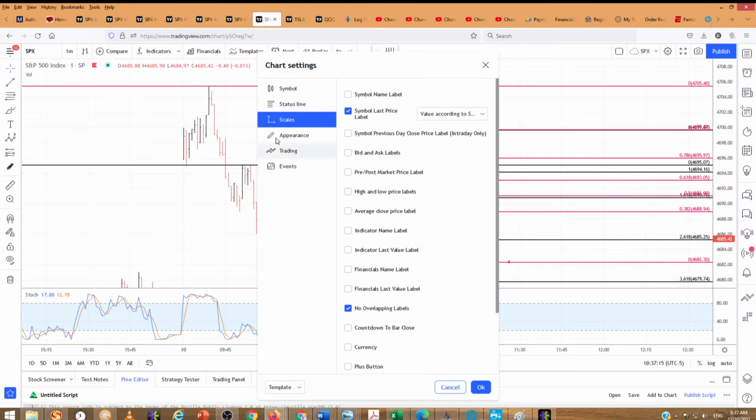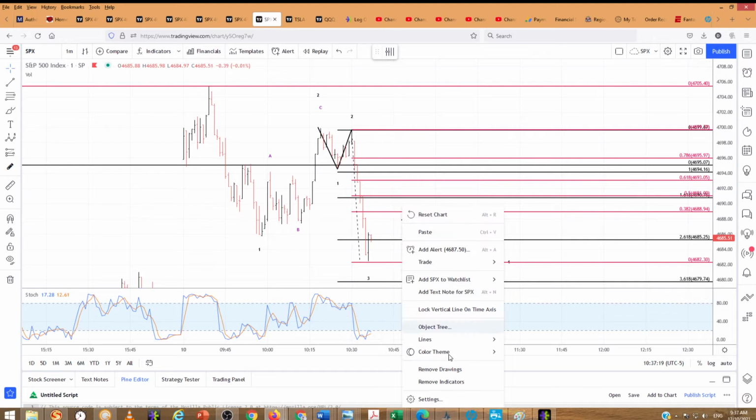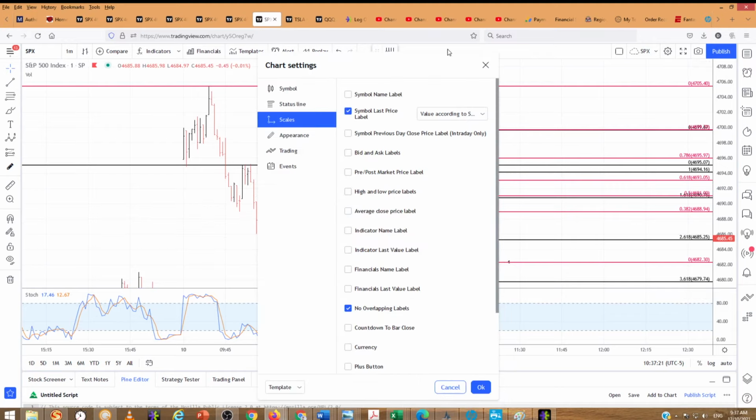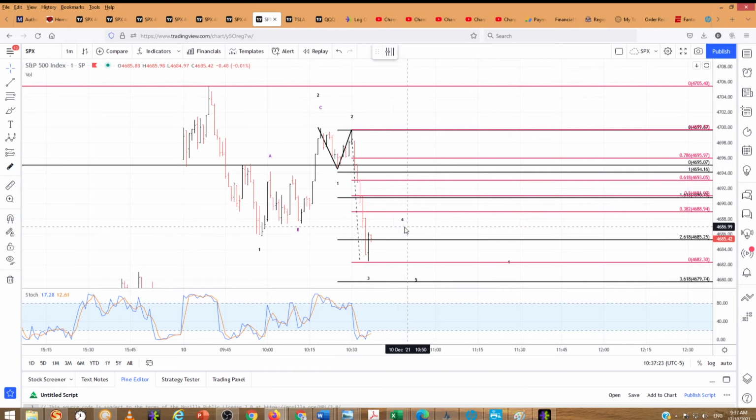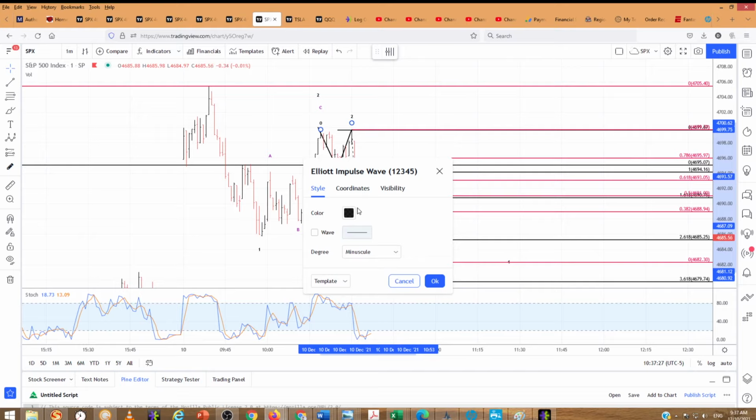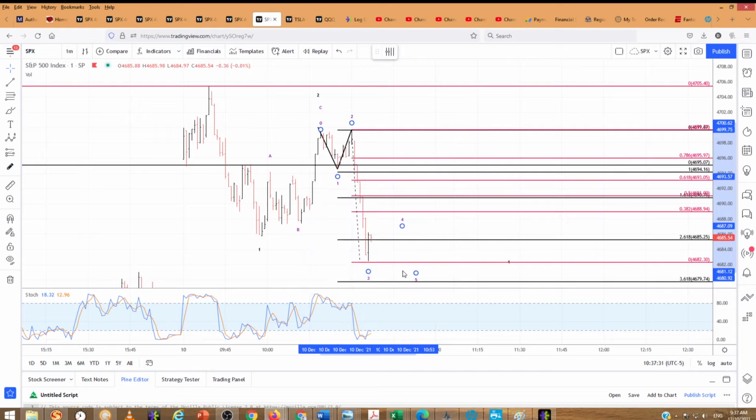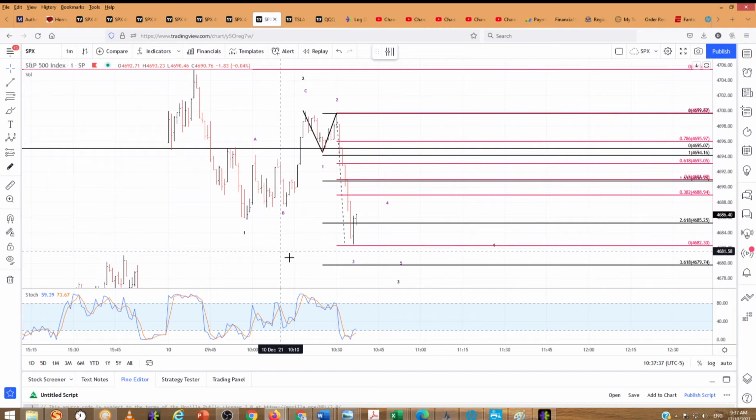Settings, let's go with, dang it, got the wrong thing. Get on this here. Settings, I'm not hitting that. 4 right there. Settings, there we go. Let's make it purple. Okay. Good. You'll see where this goes. I still think it has a good chance to get to the 3.618 here.